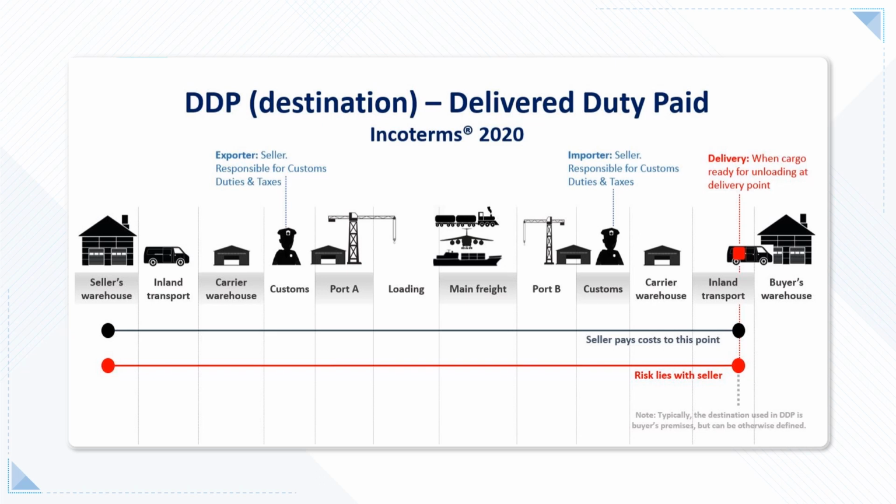DDP represents the maximum risk for the seller, while the buyer has very minimal responsibility. But the seller does not pay for unloading the goods. The term is used under the assumption that the seller is capable of clearing customs at the destination.